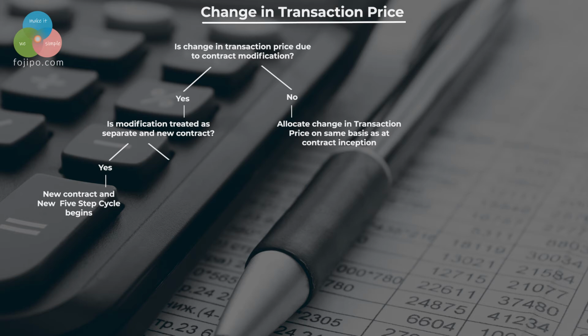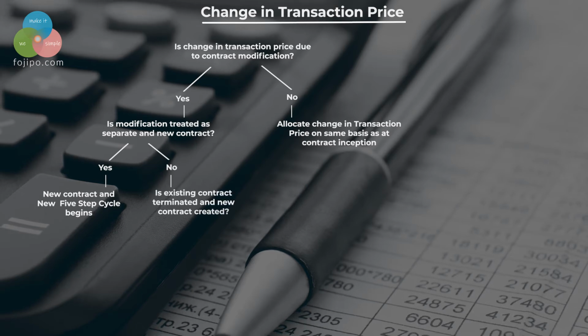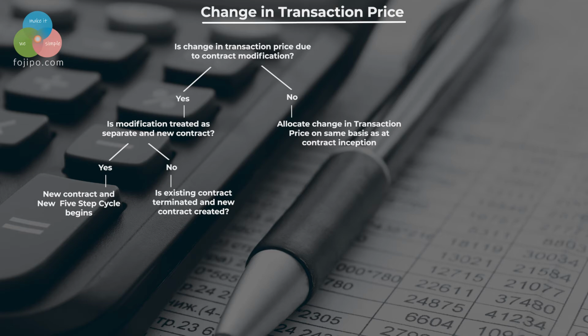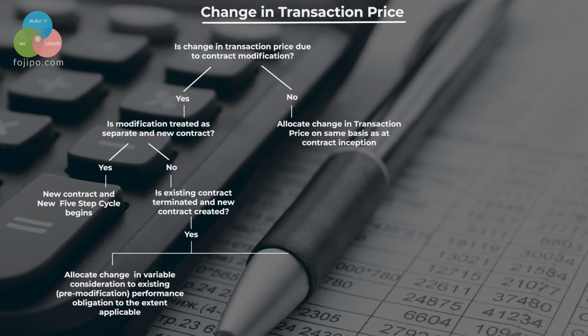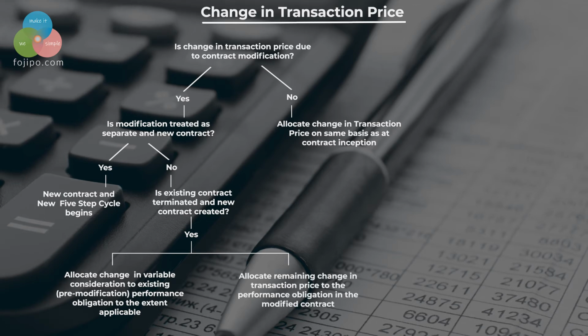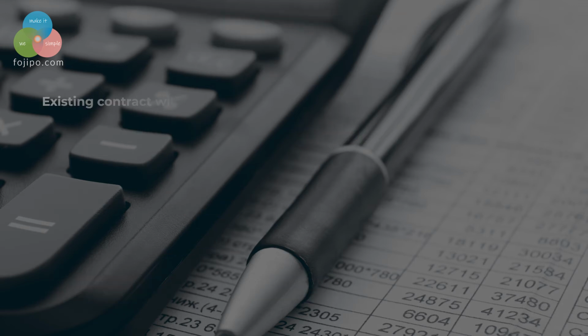On the other hand, if the answer is no, then you should further evaluate if the existing contract is terminated and a new contract is created, and if yes, then allocate the change in variable consideration to the existing performance obligations, that is pre-modification performance obligations, to the extent applicable, and allocate the remaining change in transaction price to performance obligations in the modified contract.